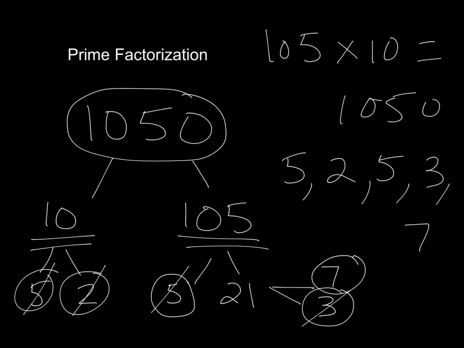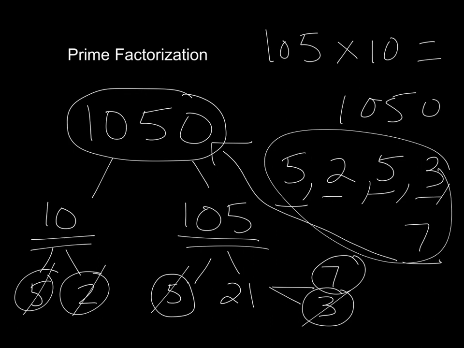And so if you were to go back and go 5 times 2 times 5 times 3 times 7, if you have a calculator with you and you do that, it will give you 1050. So all these prime numbers, when you're left with only the prime numbers, when you multiply them all together, they should give you the big number that you started with. And I'm going to do another example.